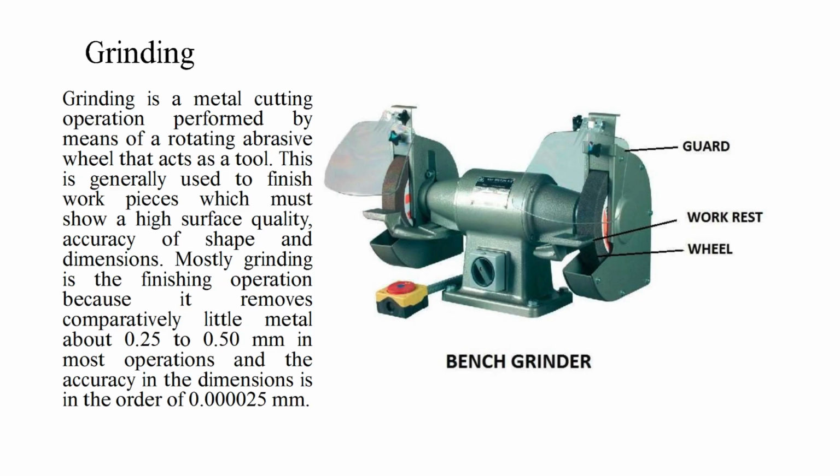Mostly, grinding is the finishing operation because it removes comparatively little metal, about 0.25 to 0.50 mm in most operations, and the accuracy in the dimensions is in the order of 0.000025 mm. That is an incredible level of precision.